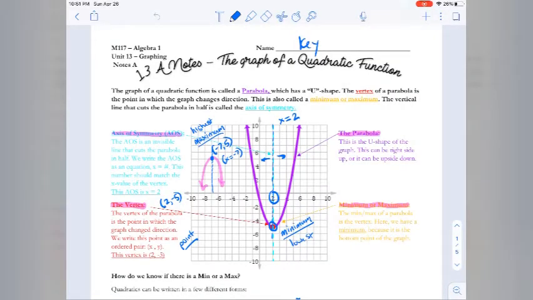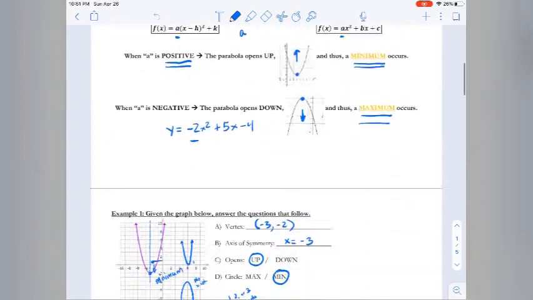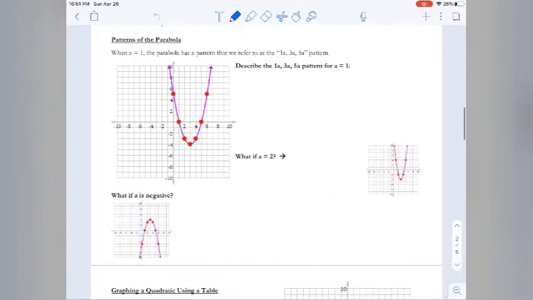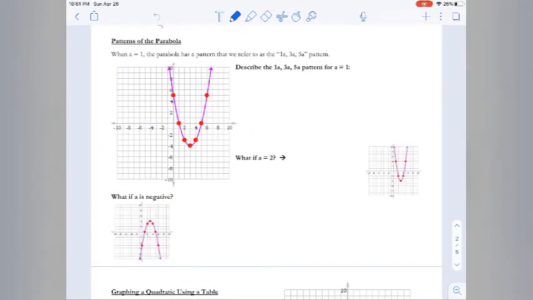Okay, so on Friday, we took 13.1 notes, and we talked about the different parts of a quadratic function, including the axis of symmetry, the vertex, the parabola, and the minimum or maximum. And we need all those to help us graph. Today, we're going to learn a shortcut. If you looked ahead in the notes, you might have seen this at the bottom and not understood what was going on. So we're going to talk about this here real quick.